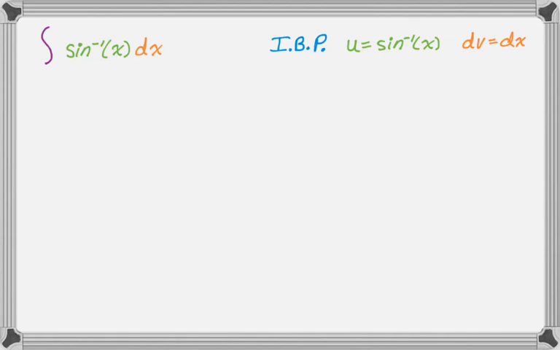So now I need to find du and I need to find v. So du is 1 over the square root of 1 minus x squared, and then dx. I tend to forget to write that dx there, then people yell at me. And then to find v, I just have to integrate dx, which takes me back to x. Okay, and then I remember integration by parts is going to be uv, so this equals u, which is arcsine, times v, which is x, and then minus the integral of v and then du.